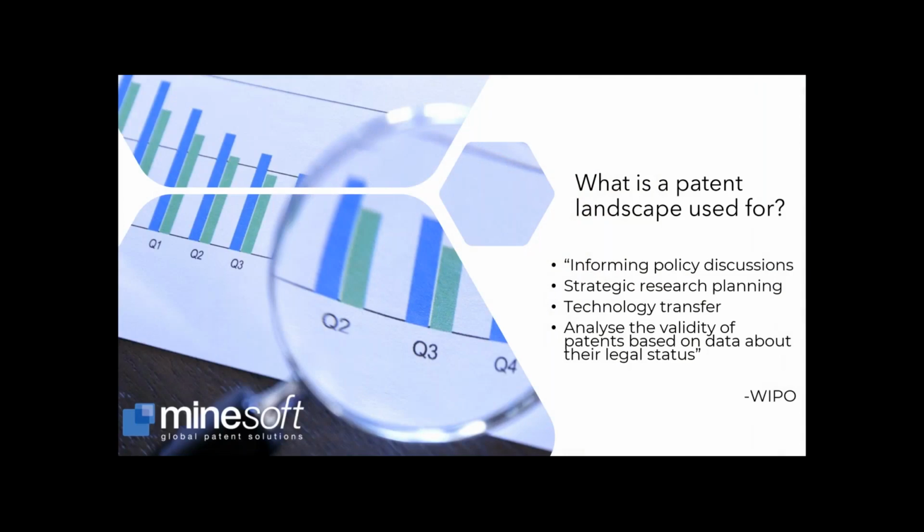So what is a patent landscape used for? Patent landscape reports provide an ideal way to highlight innovation and R&D efforts that are taking place in a field of interest by presenting a graphical display of the intelligence that can only be gleaned from studying patenting activity, in a way that can be understood by non-patent professionals and non-scientific colleagues. Landscape analyses can, for example, be used for informing policy discussions, strategic research planning, technology transfer, or to analyze the validity of patents based on data about their legal status.